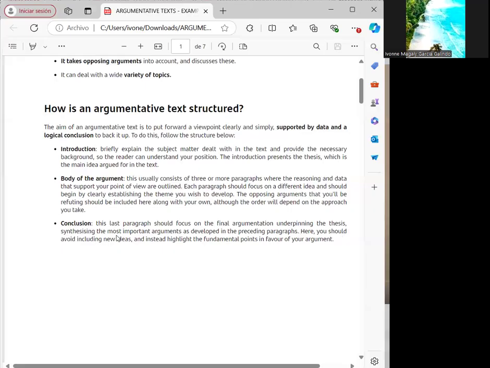Synthesize the most important arguments as developed in the preceding paragraphs. Here you should avoid including new ideas and instead highlight the fundamental points in favor of your argument.